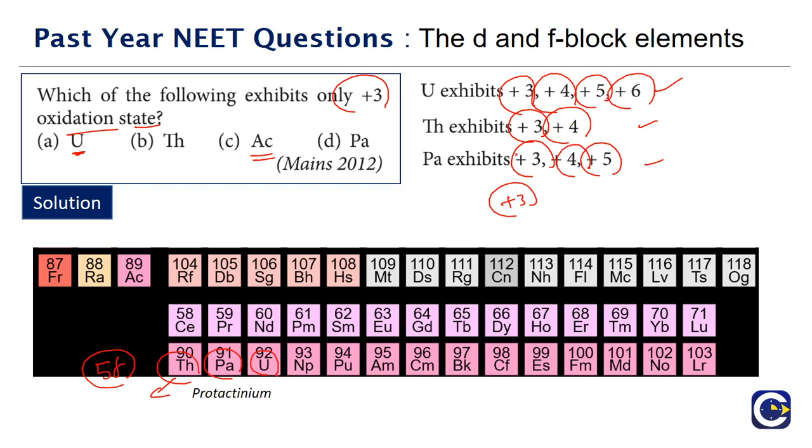So what we see is, except for actinium, so actinium will be only showing the +3 oxidation state, because it will be having 1, 2, 3 electrons. So the common oxidation state of actinium is +3. Other than that, if you see uranium or thorium or protactinium, they can have variable oxidation states. So the correct answer for this is actinium.